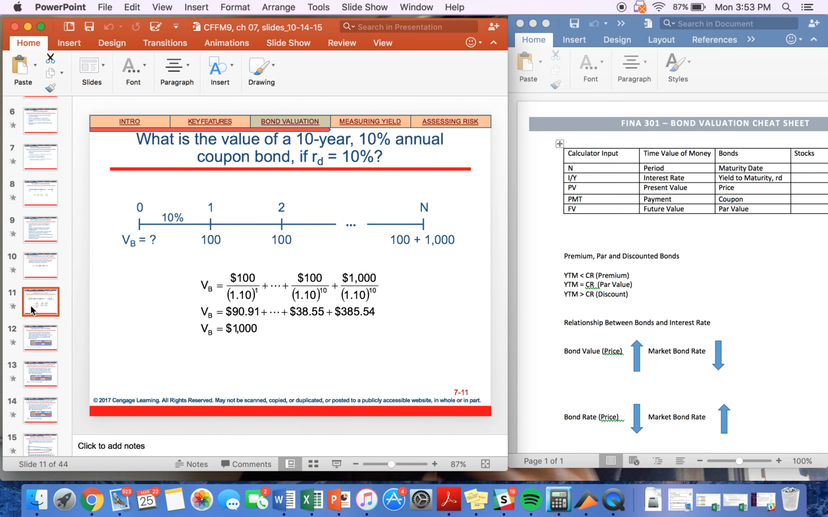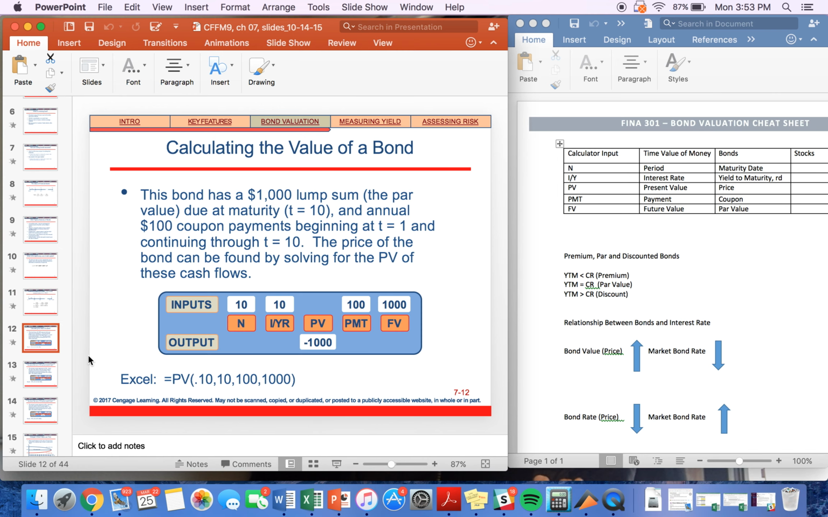So your book talks about the opportunity cost of debt capital, excuse me. I will let you go ahead and read on that. It also breaks out the timeline here for you as well. But in this, it asks you, what's the value of a 10-year, 10% annual coupon bond if the rate or the yield to maturity is 10%? So let's break this question down. And I'm going to help you. I'm going to flip to the next slide here, slide 12.